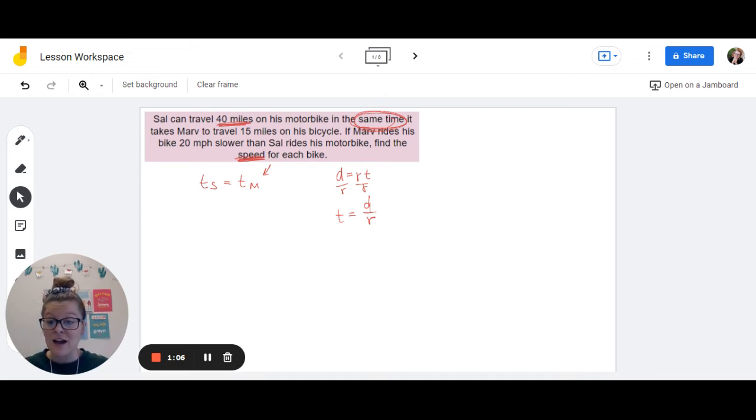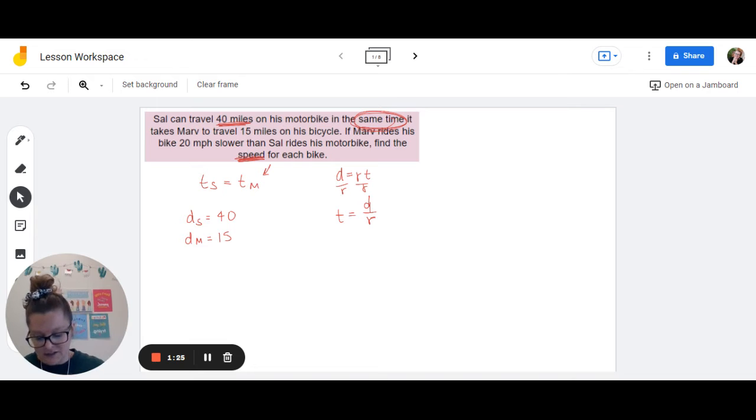Okay, now that I have that, I'm going to piece together all the information they told us. So it says Sal can travel that 40 miles. That is the distance for Sal. So I'm going to say the distance for Sal is 40. And then it says Marv can travel the same time in 15. So I'm going to say the distance for Marv is 15.